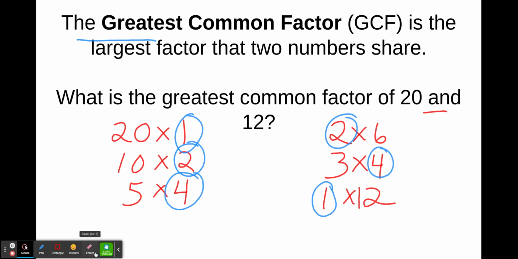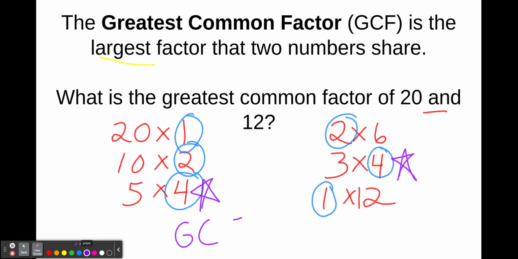Now to find my greatest common factor, I just take a look at those factors that I circled, my common factors, and I ask myself which one is the largest. So out of 1, 2, and 4, which factor is the largest? Well, it would have to be 4. So I would say that my greatest common factor of 20 and 12 is 4.